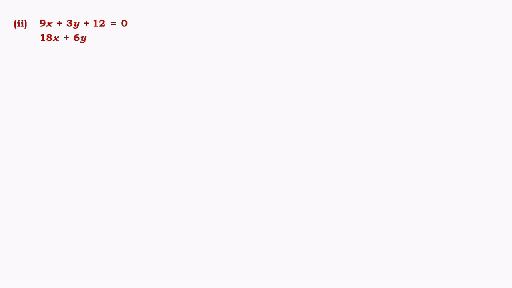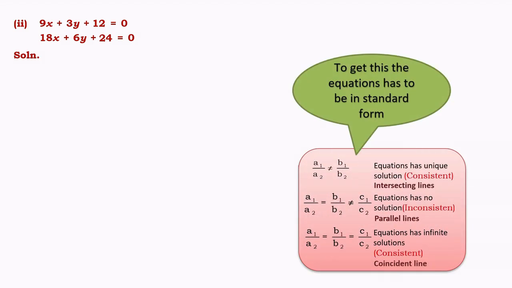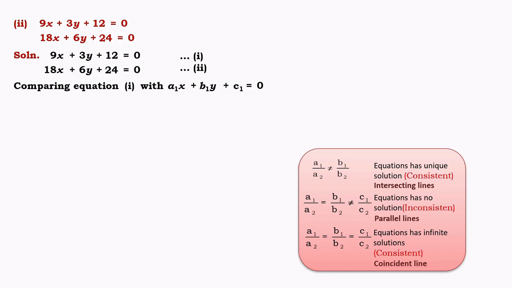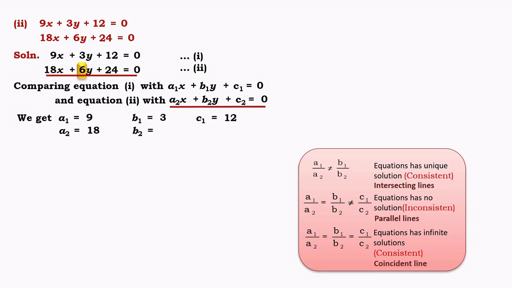Let us now solve the next example. We are given two equations: 9x plus 3y plus 12 equals 0 and 18x plus 6y plus 24 equals 0. First, compare both equations with the standard form ax plus by plus c equals 0. From the first equation, a1 is 9, b1 is 3, and c1 is 12. From the second equation, a2 is 18, b2 is 6, and c2 is 24.